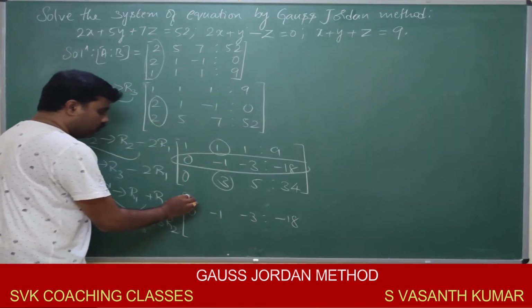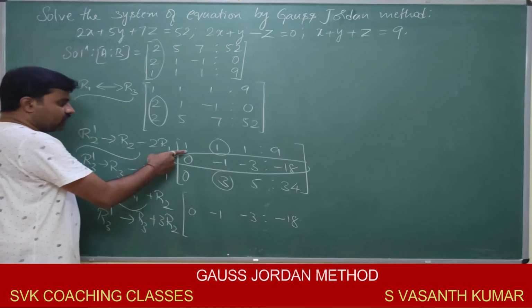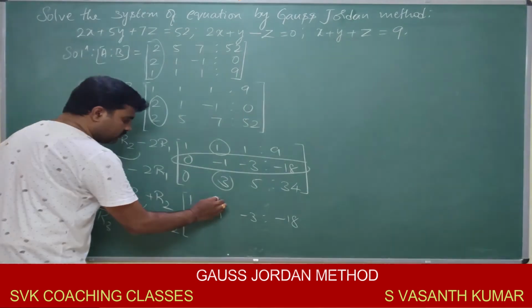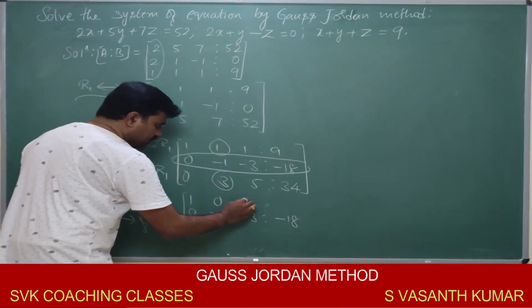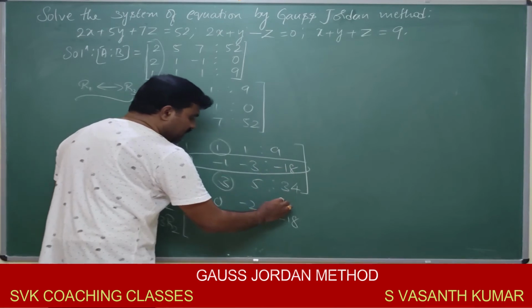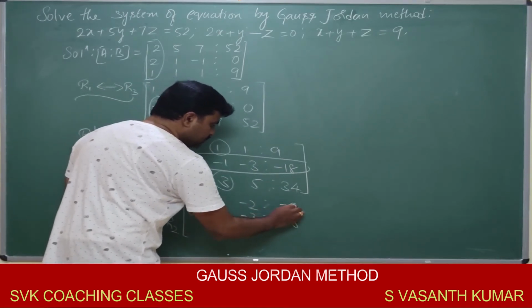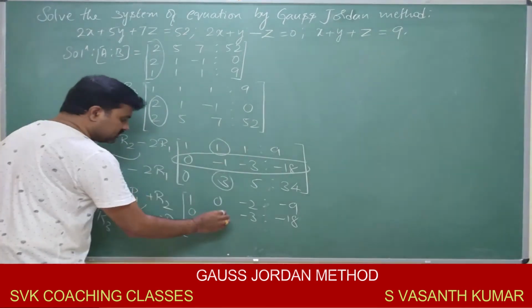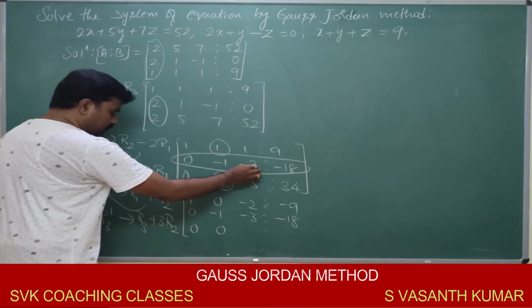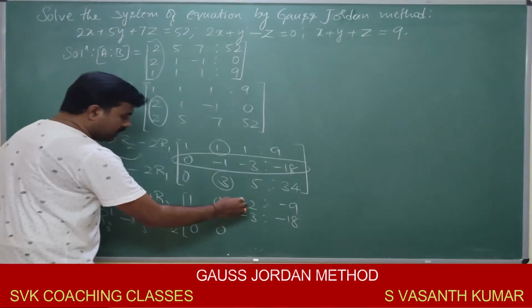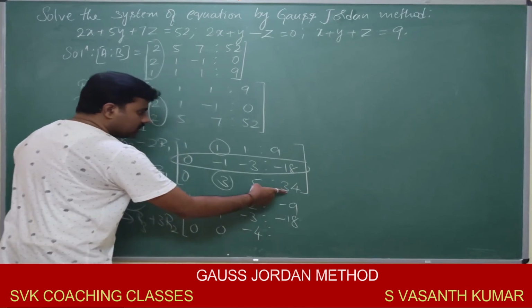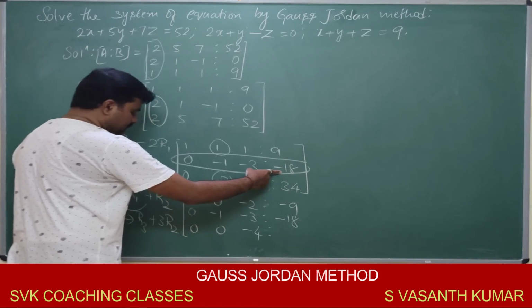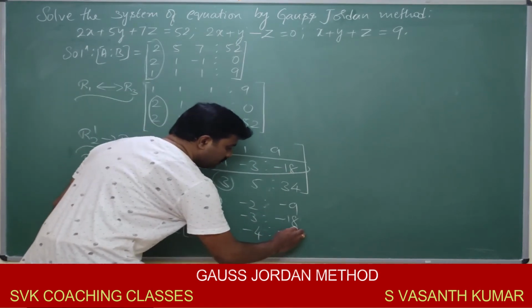R1 is not multiplied by any value. So 1 plus 0 is 1 itself. 1 minus 1 is 0. 1 minus 3 is minus 2. 9 minus 18 is minus 9. Next, 0 plus 0 is 0. 3 minus 3 is 0. 5 minus 9 is minus 4. 13, sorry, 3 times... 34... minus 3 into 18, minus 20.